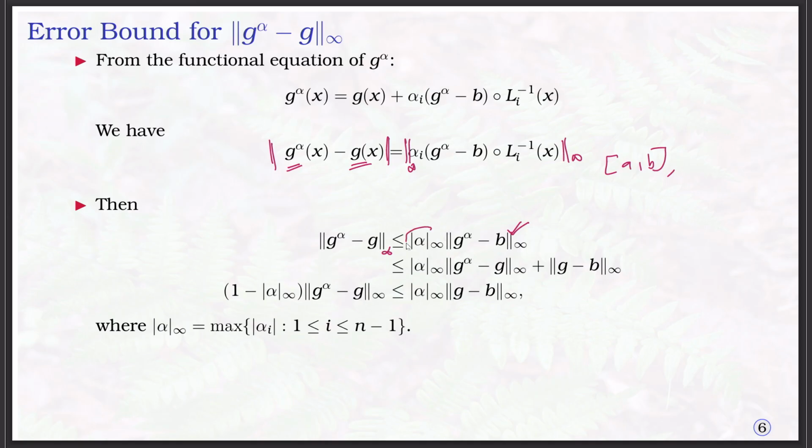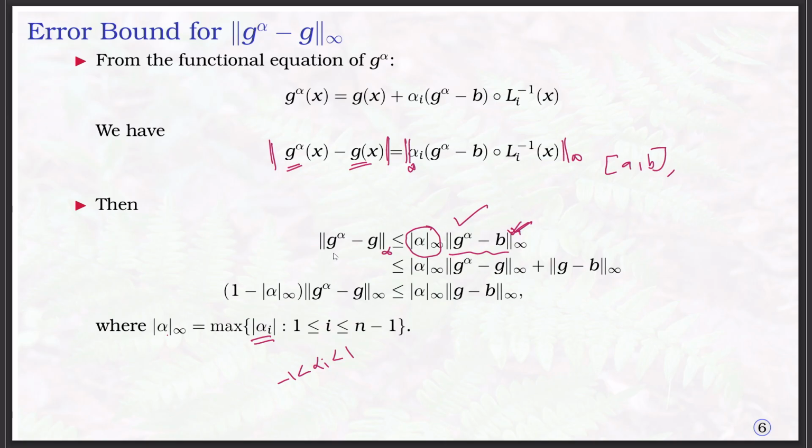Here this term denotes the maximum of all the scaling factors. The alpha I has range minus 1 to 1. Here alpha is the maximum among all the alpha I's. Therefore, this term is less than or equal to this quantity. Now you can add the g function here, adding and subtracting, and using the triangle inequality. This is a metric, therefore it satisfies the triangle inequality. It becomes less than or equal to this term g alpha minus g plus g minus b.